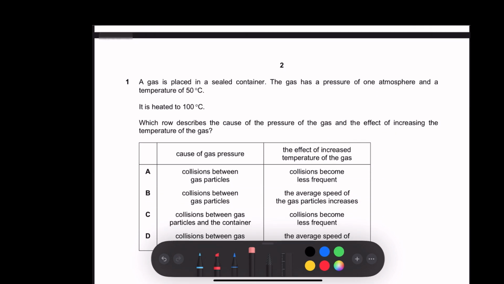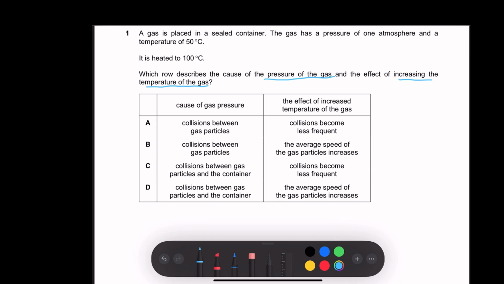Question 1. A gas is placed in a sealed container. The gas has a pressure of 1 atmosphere and a temperature of 50. It is heated to 100. Which row describes the cause of pressure and the effect of increasing the temperature on the gas?